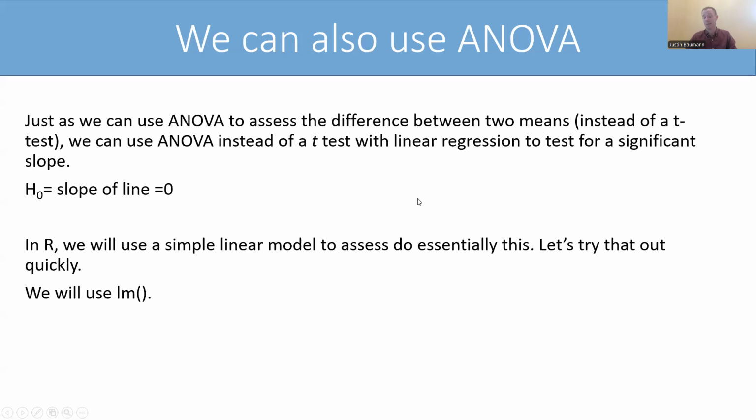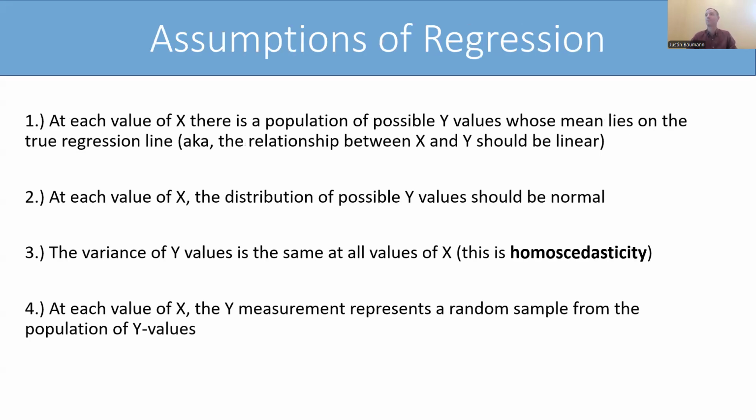Okay. Now we're going to do that a lot in class. We're going to try it out. There's a tutorial on Lyceum on the website that's linked on Lyceum with lots and lots more information and some examples. For now, let's talk about the assumptions. The assumptions, which are important, are number one, at each value of X, there's a population of possible Y values whose means lie on the true regression line.